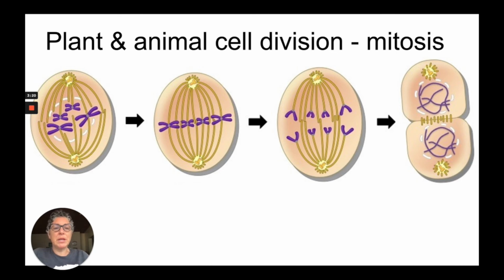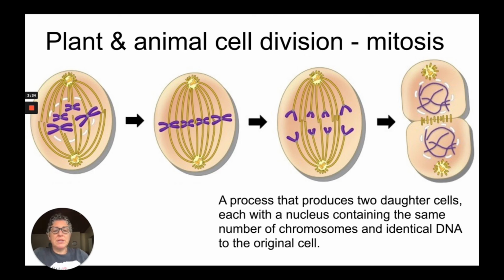Plant and animal cells do something a little different. This is called mitosis, which we'll go into in a little more detail later on in the syllabus, but you can see here the basic process of what happens to form a new cell. This is a process that produces what are called daughter cells. So you produce two daughter cells, each having a nucleus that contains the same number of chromosomes and identical DNA to the original cell.